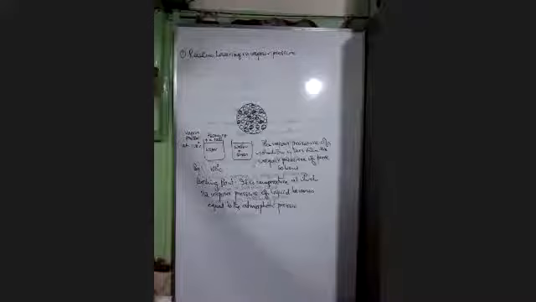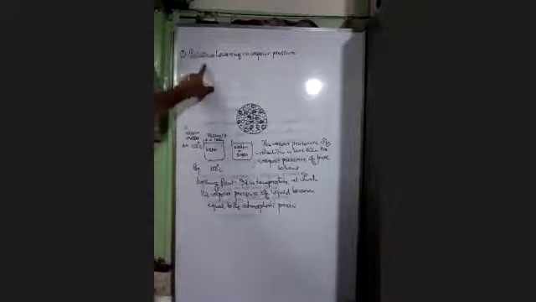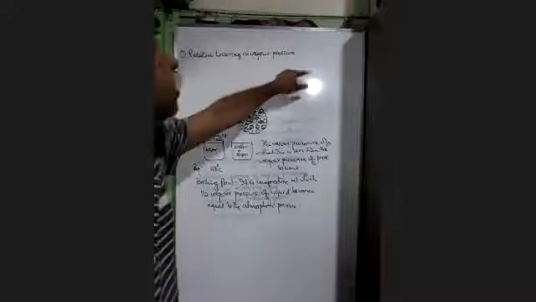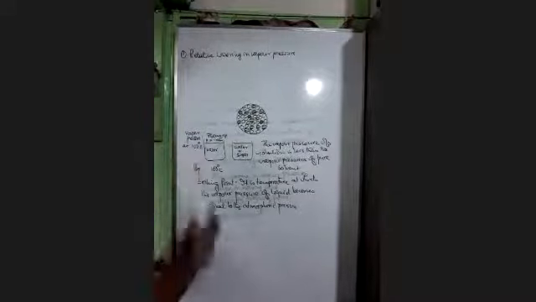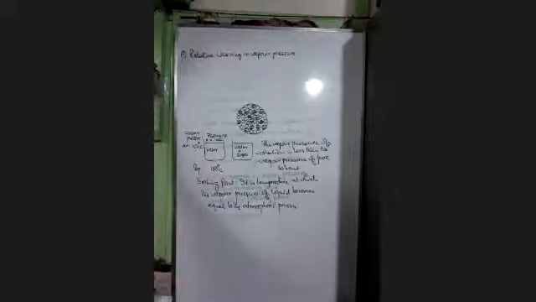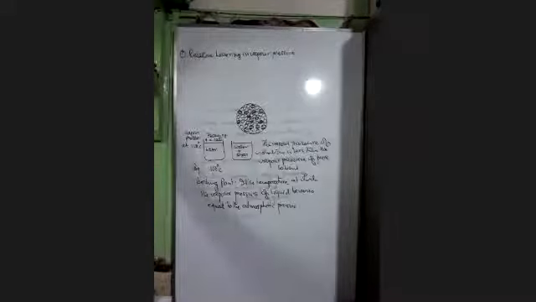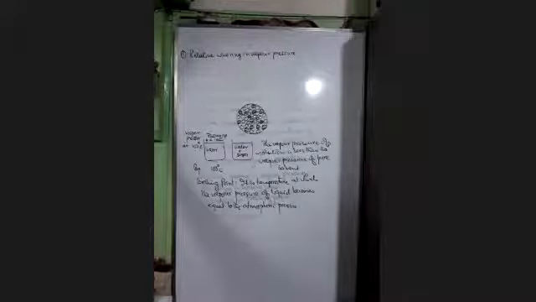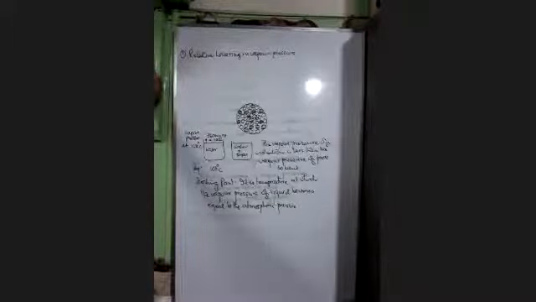So what do you say here? Relative lowering in vapor pressure. That is, at 100 degrees Celsius this is 760 millimeter, but in this case, vapor pressure is less than 760 millimeter. So that difference is known as relative lowering in vapor pressure. All right. Understood?